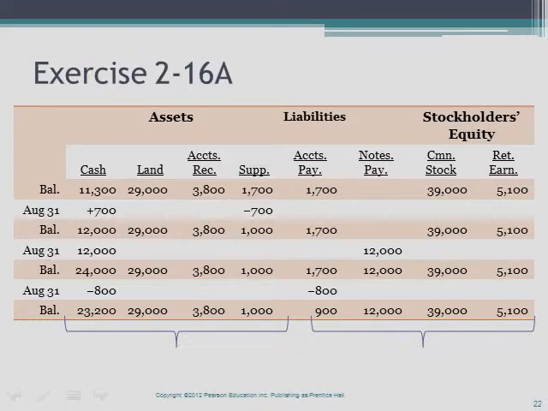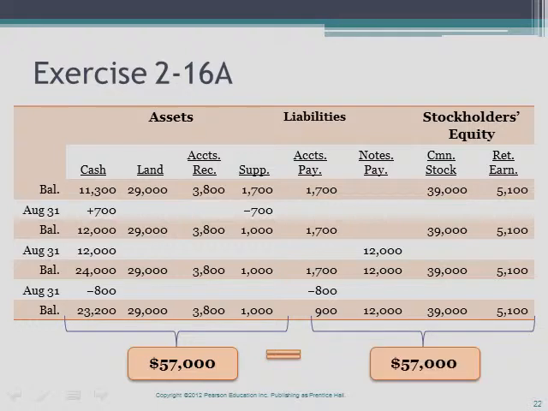It's now the end of the month and time to determine the ending totals for the month. As you can see, the four asset accounts, cash, land, accounts receivable, and supplies, total $57,000. The two liability accounts, accounts payable and notes payable, equal $12,900, which is added to the common stock account of $39,000 and retained earnings of $5,100, so that liabilities and equity total $57,000. And so we see that our assets equal our liabilities plus our stockholders' equity.